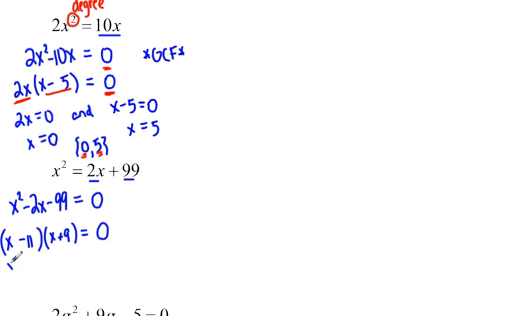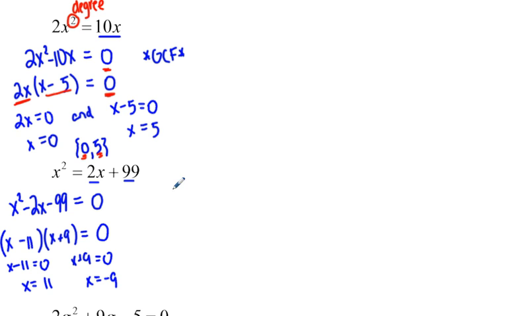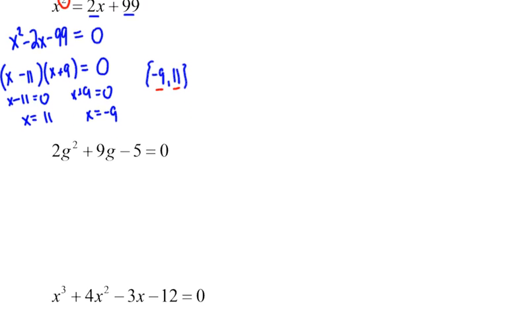Next, I'm going to set each factor equal to 0. So for my first solution, I get x equals 11, and my second solution is x equals negative 9. I'm going to write this as a solution set with my solutions from least to greatest. And again, we should notice the degree of this polynomial, the highest exponent was 2, and so I did get 2 solutions to my problem. Let's look at another.